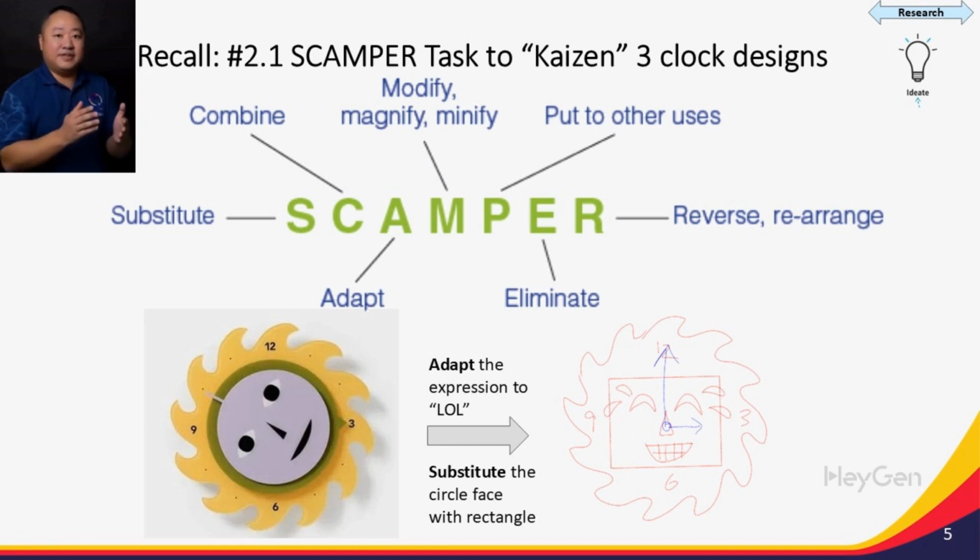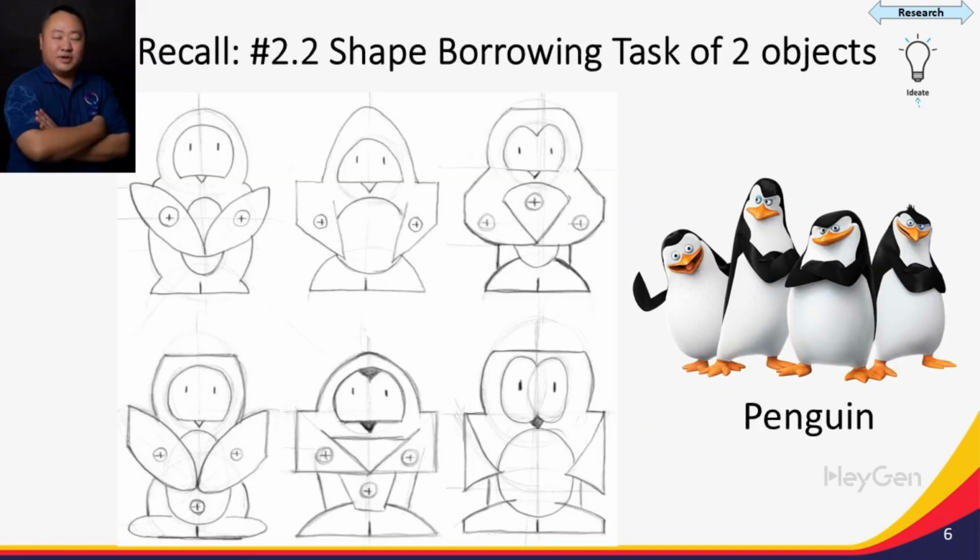Remember, in the previous task, you have researched and Kaizen 3 clock designs by sketching improvements using SCAMPER. Also, we have used shape borrowing as an ideation technique to generate at least 12 different designs from 2 different objects. Recall that I have used a living thing, the penguin, as my example to shape borrow from.